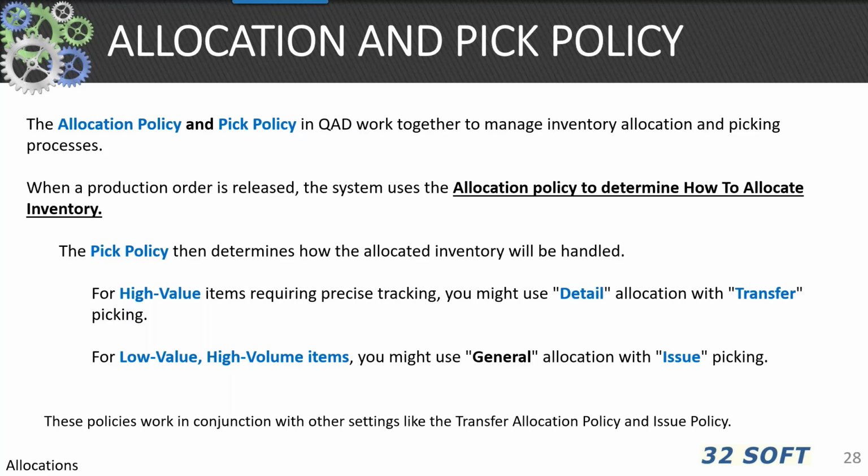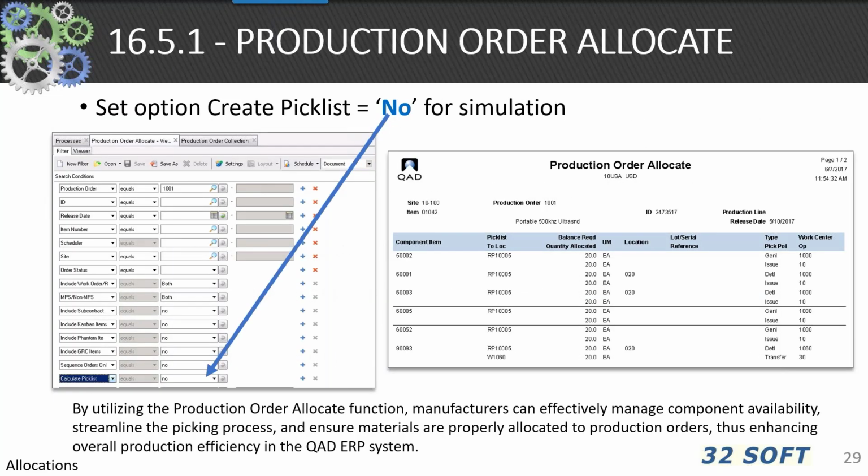For high volume items requiring precise tracking, you might use detail allocations and transfer picking policy. For low or high volume items, you might use a general allocation with an issue pick policy. By carefully selecting the appropriate combination of allocation and picking policies, organizations can optimize inventory management processes to meet their specific needs.